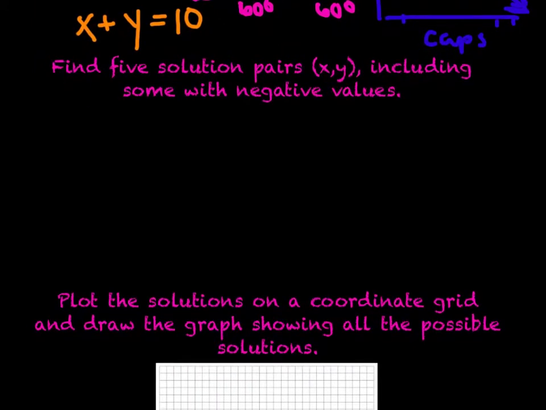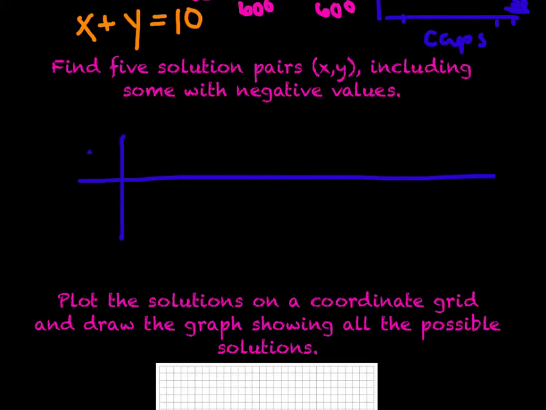x plus y is equal to 10. We've taken this from a super specific task looking at shirts versus caps for an 8th grade situation, but now we're going to look at a very generalized situation, x plus y is equal to 10. We need to find 5 solution pairs, so we're looking for coordinates, including some with negative values. One way that we can do this is we could make ourselves a table.